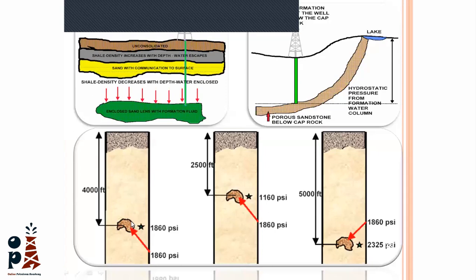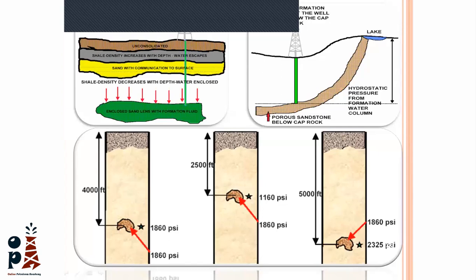This formation, if this formation has 1860 psi, and if I find it at 4,000 feet, I will multiply the pore pressure gradient by this 4,000 feet and I will find the same pressure, 1860 psi. Okay, this will not be a problem. Why? Because I met this formation at a good place.